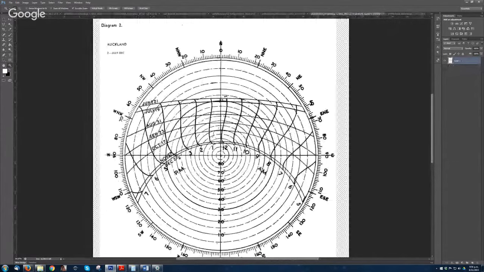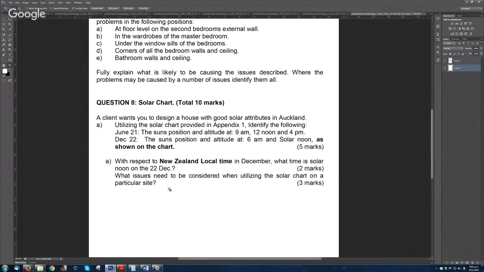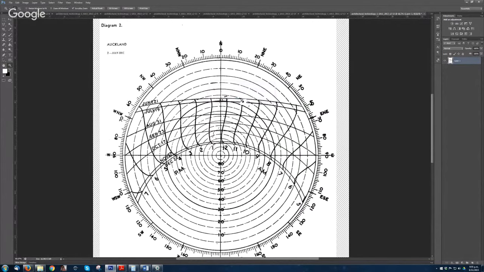So 22nd December here, so that's 12. So the solar noon is going to be like 12:10, 12:20. Yeah, that's how I would answer that. What time is the solar noon? 12:20. Okay. Moving on.